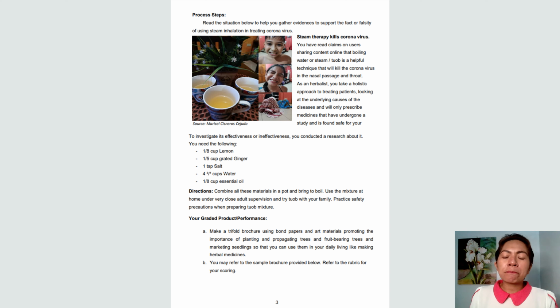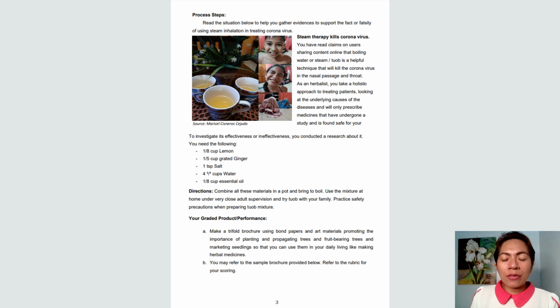Ilagay dapat talaga. So, steam therapy kills coronavirus. Hindi na ni Ma'am Cyril nilagay. So, dapat pala nilagyan ito dito ng by kung sino ang author ng article na ito. Okay, so I forgot also to indicate. So, dapat, because this article is written by Ma'am Cyril herself, so dapat nilagay dito by Cyril Meiji Heraldo. Okay, so steam therapy kills coronavirus.